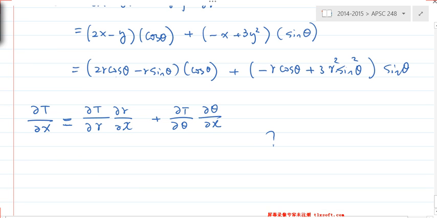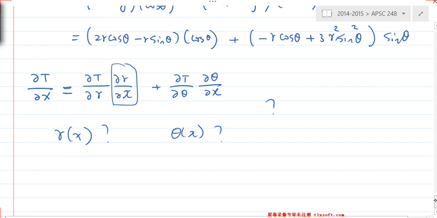So the question here is, how do I calculate this using the chain rule? Because if you look at this one here, we need a partial derivative here. So what is r as a function of x? What about this one here? That's a little bit more challenging if you use the chain rule here. So what I want you to do is check out example number 7 on page 28 if you need help on this.